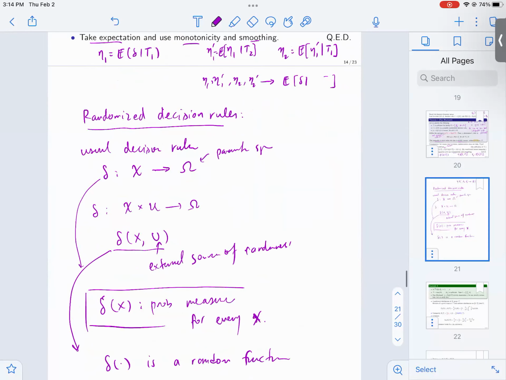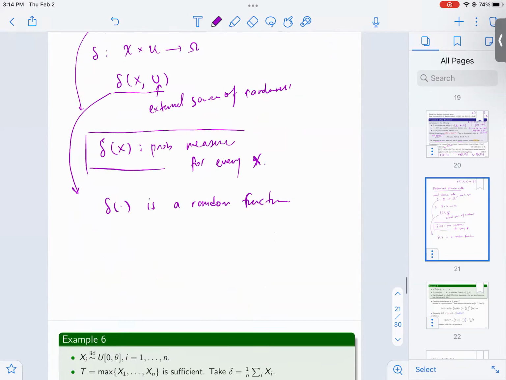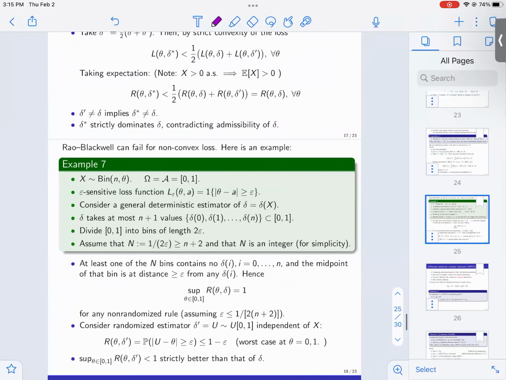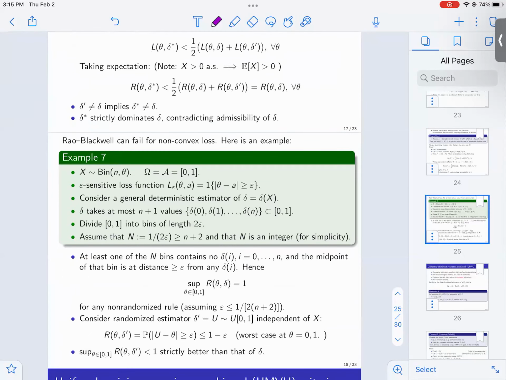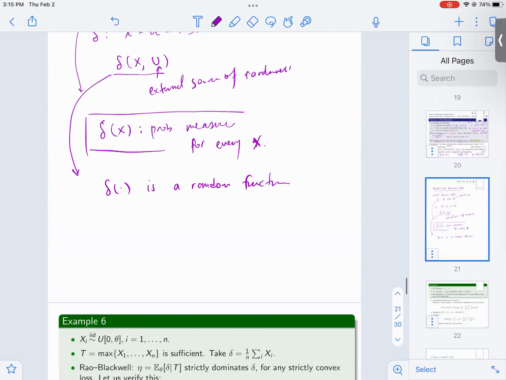This was more complicated than what it is. We can write it down, but it's simple. For non-convex loss, I should have an example somewhere here. This tells you that Rao-Blackwell can fail for non-convex loss. We'll go through this example, but yes, it could fail. Not necessarily, but it could. I think we're out of time.